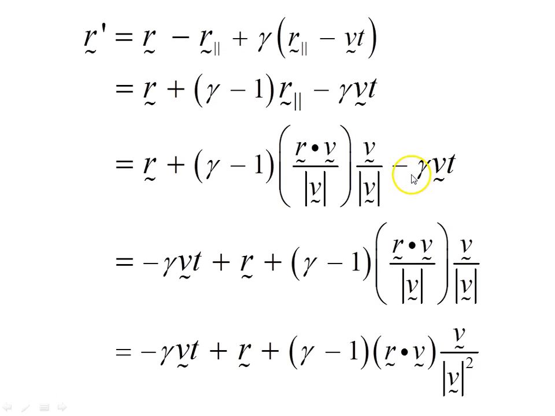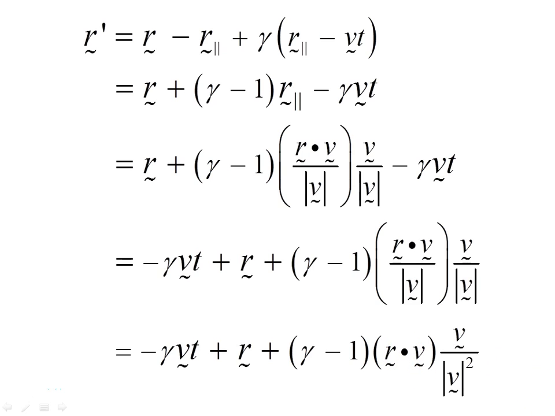Now, minus gamma times VT. So that's minus gamma VT plus R plus gamma minus 1 times this object here, just rearranging, so simply taking that last term and bringing it to the front. Okay, just tidying this up a little bit more, take out the modulus V here and stick it over here, over this part here. It's this part that will be interesting in the next bit.